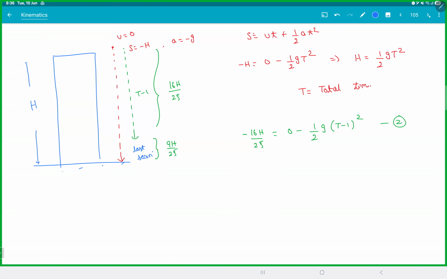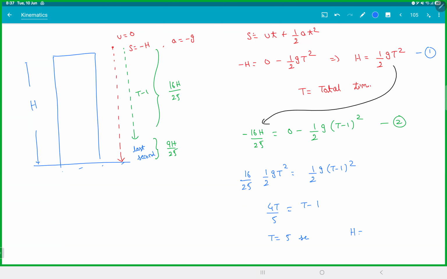So take this h from here, substitute in this. This will be 16 by 25. h will be half g t square. Minus minus goes off. This will be half g t minus 1 square. Put a root on both the sides. 4 by 5 is equal to t minus 1. You get t is equal to 5 seconds. Once you got t is equal to 5 seconds, put it in equation 1 again. h is equal to half g t square. So that will be 5 into 5 square, 125 meters. This happens only for this kind of a building, 125 meters.